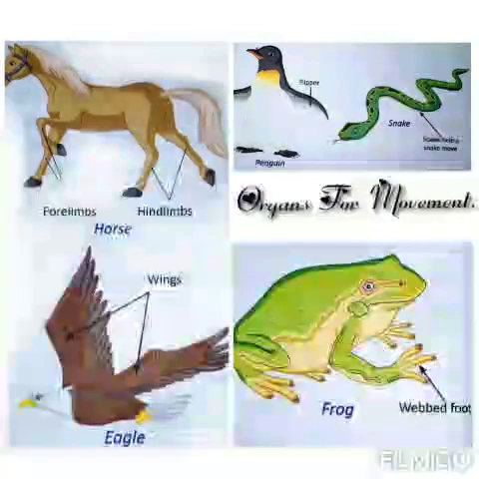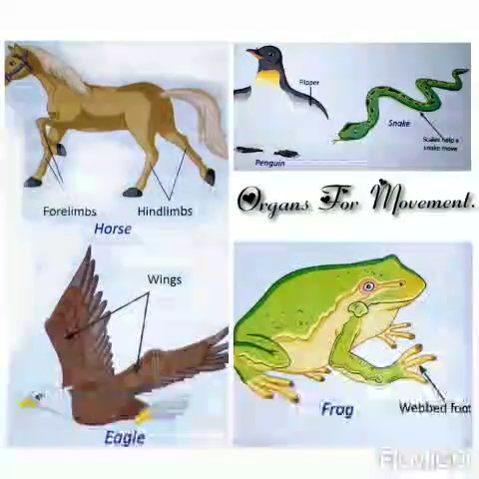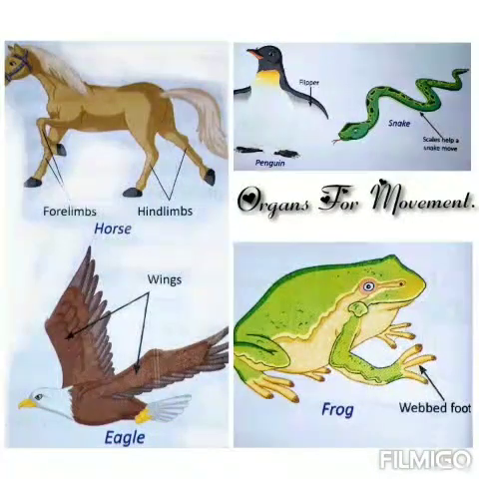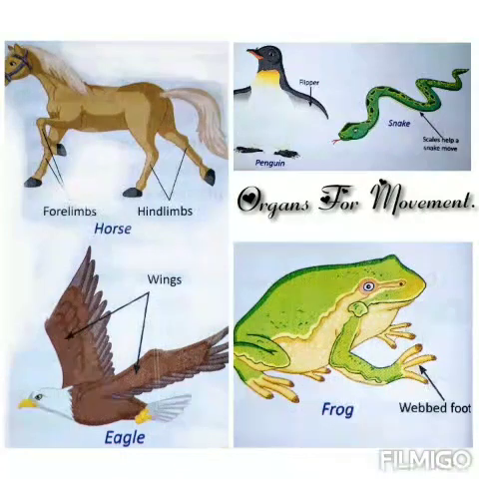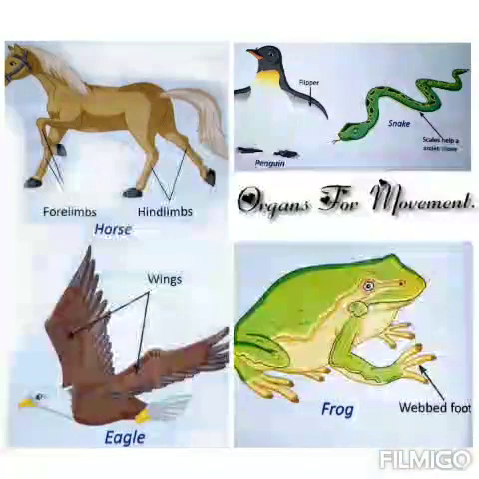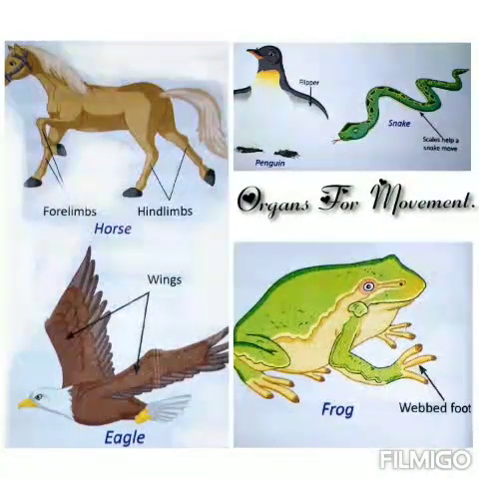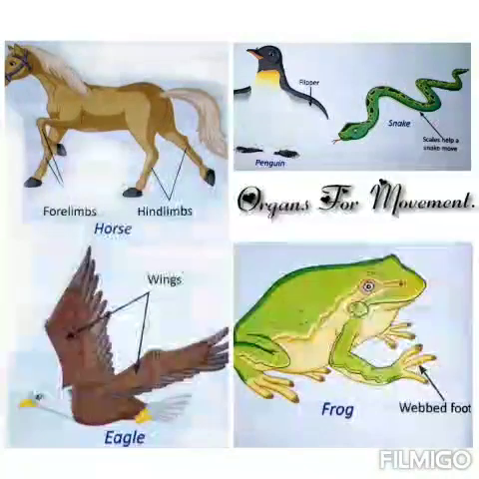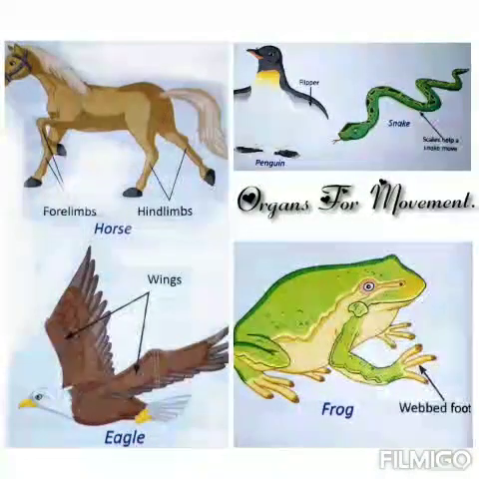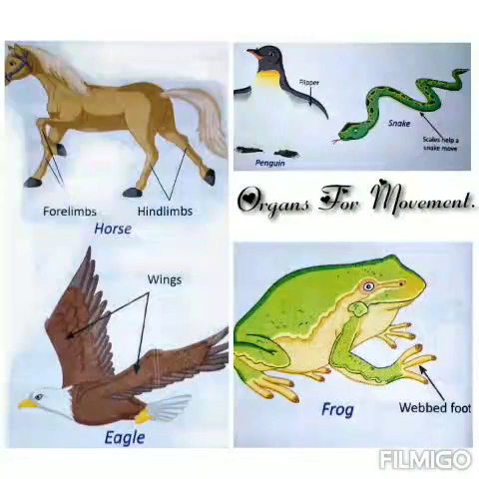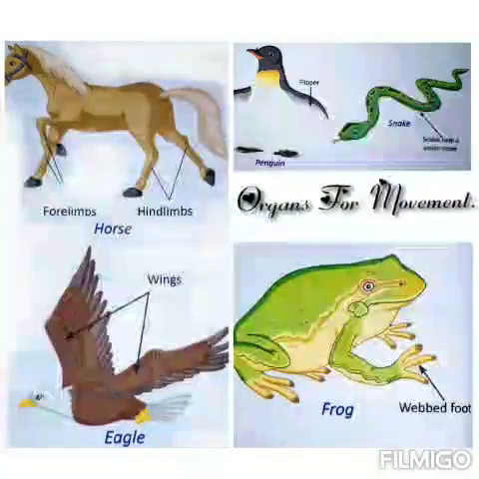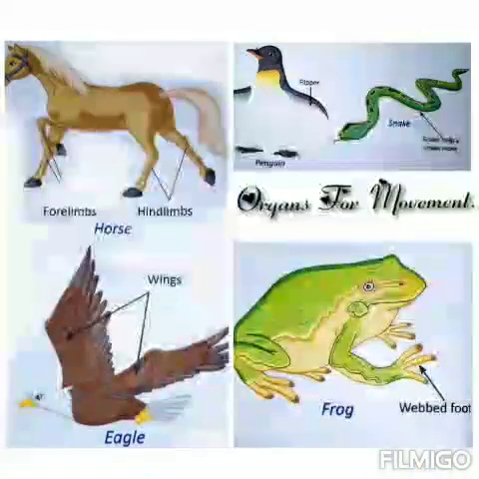Second one, human beings walk upright with the help of their two legs or lower limbs. Their upper limbs are called arms. The skeletal system and the muscular system help in all kinds of movement of a human.